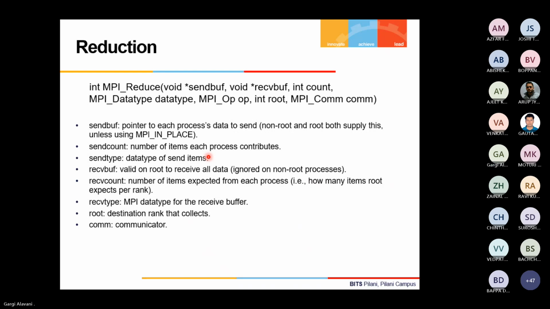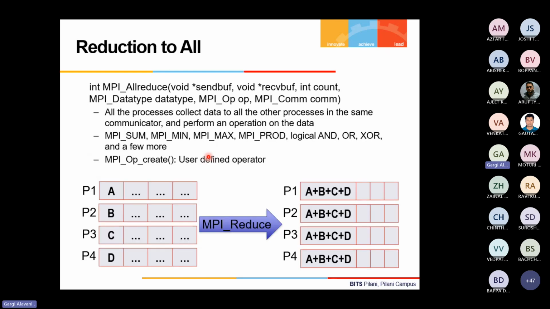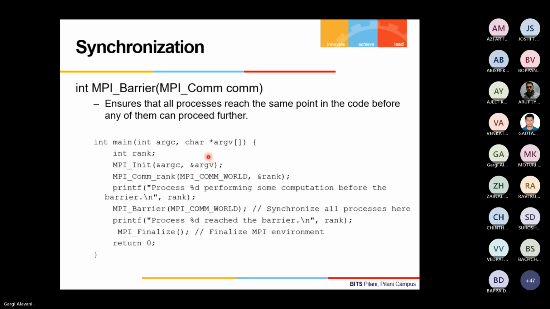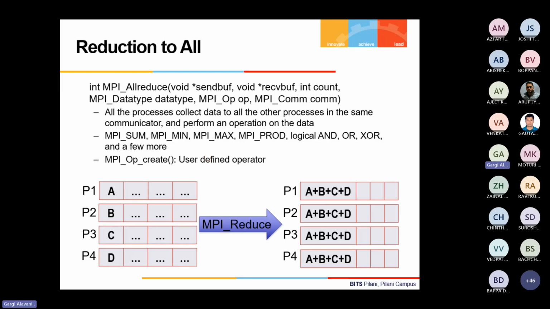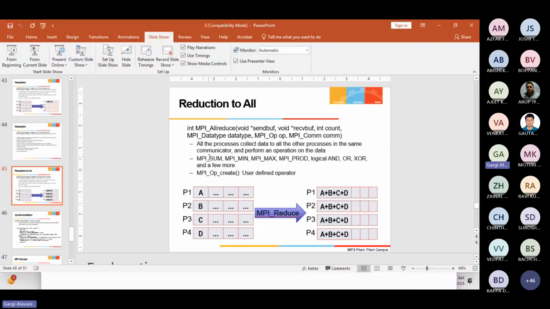So there is reduction to all as well. Reduction to all: whatever function you are trying to use will be used, and you will do addition or any kind of Boolean operation on all the data and send it to all the processes. All the processes will have the result of this operation. So we will try these before we then move to synchronization.